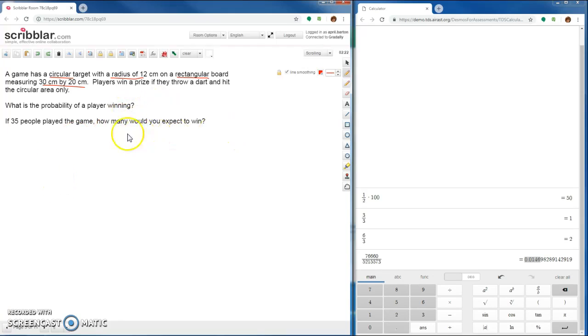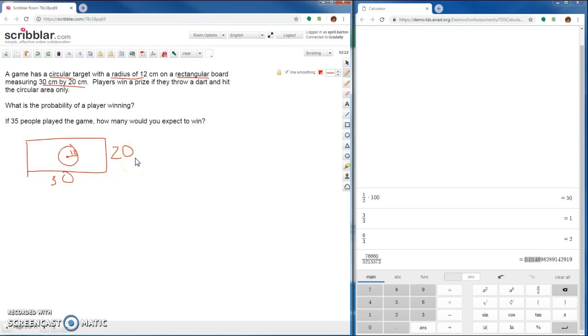So there's 2 parts to this. If 35 people played the game, how many would you expect to win? So we have to answer both those questions. It helps to draw a picture. It's a circular target placed onto a rectangular board. When they say the word radius, radius is from the center of the circle to the outside. So that's 12. And then it said it's 30 centimeters by 20.